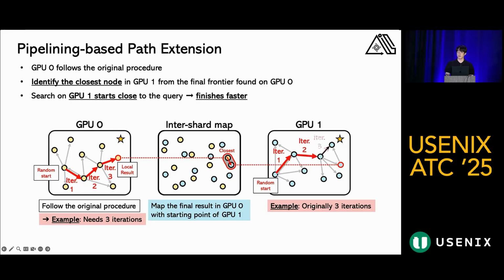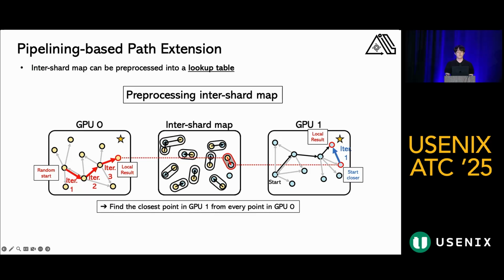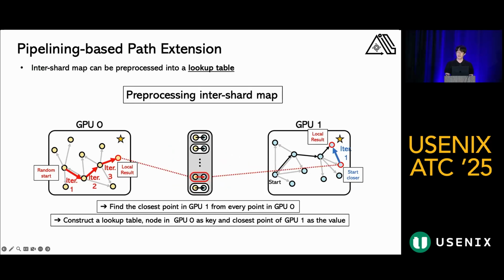Without this information, the search on GPU 1 starts with a random starting point, finishing in 3 iterations. However, by finding the close starting point, thanks to inter-shard map, we now need only 1 iteration. And now I'll explain the preprocessing of inter-shard map. We first find the closest point in GPU 1 from every point in GPU 0, and construct a lookup table, with the node in GPU 0 as a key and the corresponding closest point of GPU 1 as the value. This allows immediate retrieval of the corresponding closest starting point.